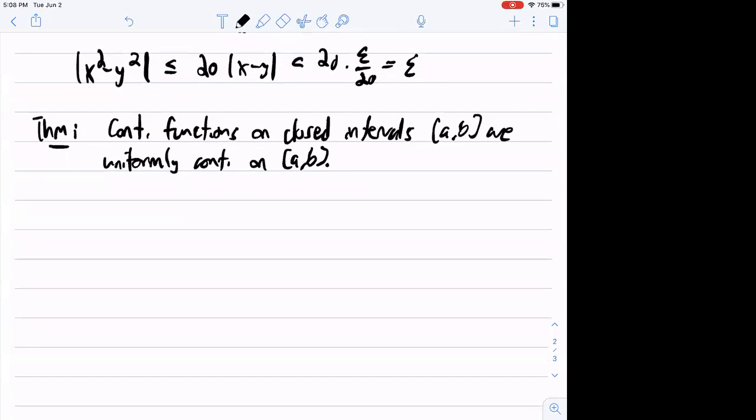Okay, so let me just, I'm not sure if you're allowed to use this. It certainly will make things a bit easier, but functions with bounded derivatives are uniformly continuous.